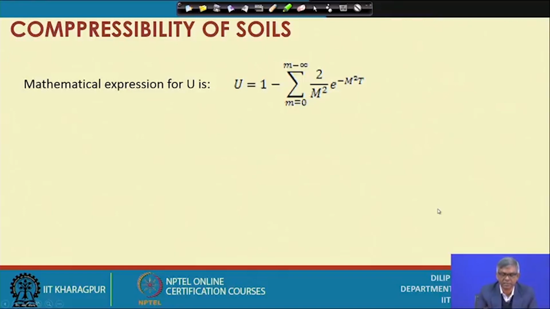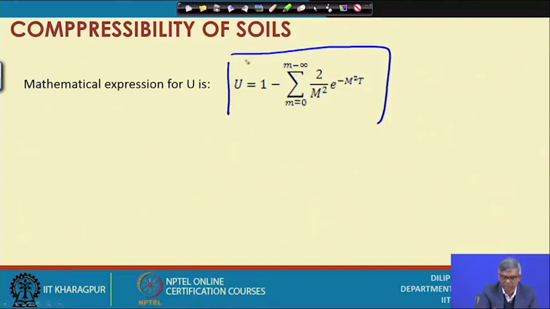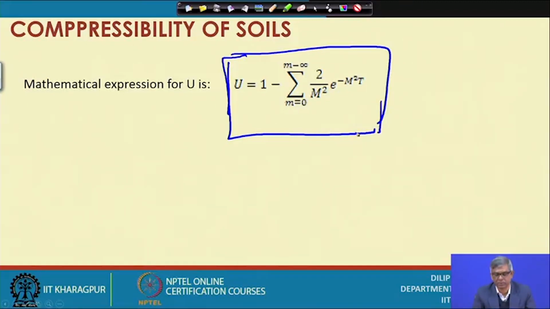Now, based on this, this is the final mathematical expression for u. I will see in my next lecture how to utilize this relationship between u and t to find out the time of consolidation. Thank you.